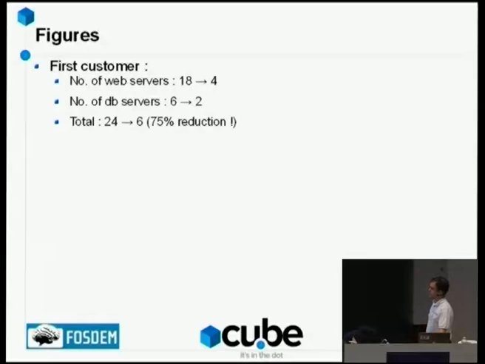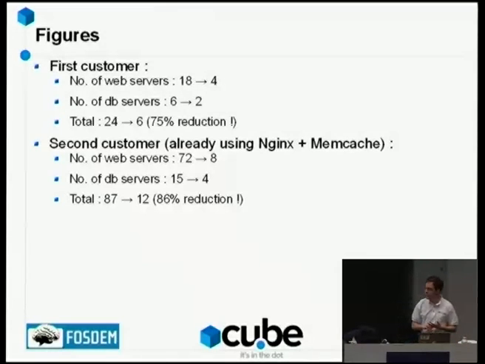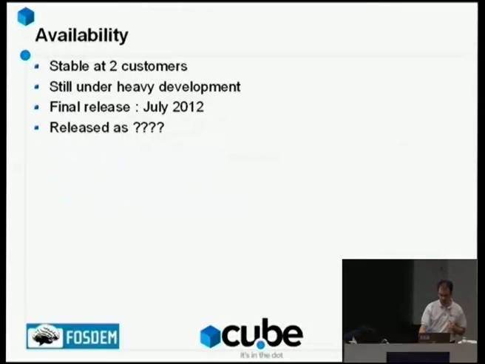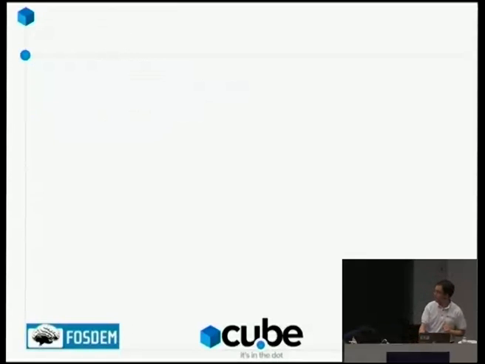Basically, what we did is, our first customer, we were able to reduce the total number of servers from 24 to 6. And we had a second one where we reduced it from 87 to 12. They were already using Nginx and Memcache, so we had a bit of a challenge there. We're running it at 2 customers, and we expect to release this thing somewhere by July, and we hope to be able to release it completely as open source, of course. So this is something that's coming up.